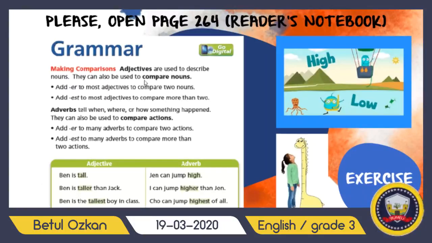So you can see page 264 from your reader's notebook, your big book. Let's open the book and check the page together. While comparing two things, we use er at the end of the adjective or adverb. While comparing more than two things, I add est at the end of my adjective and adverb.